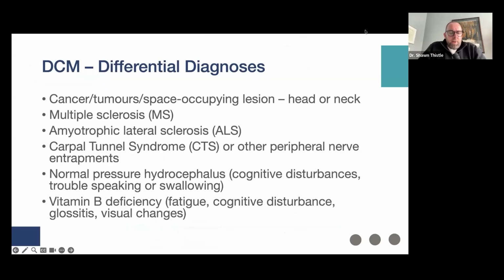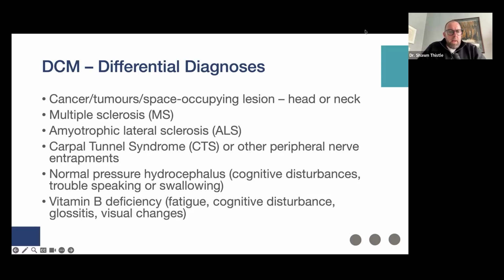From a differential diagnosis perspective, that's kind of a broad list. When you have something bothering the spinal cord and presenting symptomatically because of that, you start thinking about things like space-occupying lesions, different types of cancer, tumors, and so on in the head and neck area. We've already mentioned multiple sclerosis and ALS, which are, of course, quite severe things that would need a neurologist to diagnose as well.